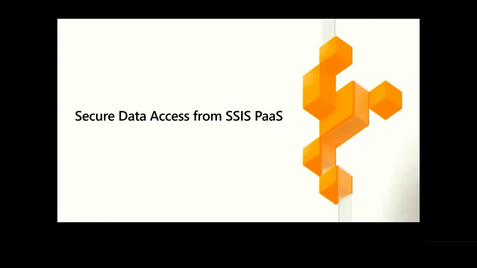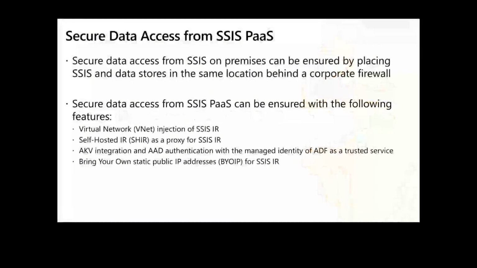Let's learn how to secure data access from SQL Server Integration Services or SSIS, Platform as a Service or PaaS. As most of you know already, secure data access from SSIS on-premises can be ensured by placing the SSIS engine and data stores in the same network behind a corporate firewall. Secure data access from SSIS PaaS, which is essentially SSIS Integration Runtime or SSIS IR in Azure Data Factory or ADF, can be achieved via several features.